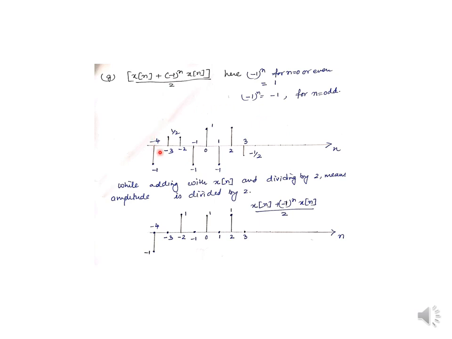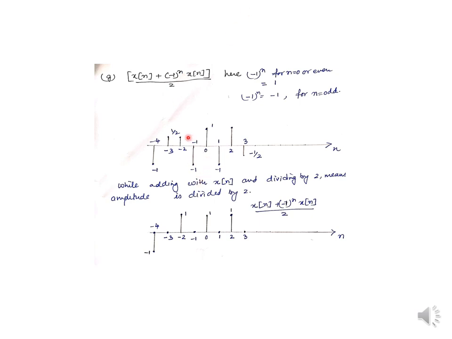I want you to look at this and figure out how it has been created. How it actually happens is that whatever the amplitudes of x of n are, they are multiplied by minus 1 raised to the power n. For n equals 0, minus 1 raised to the power n becomes 1. For n equals 2, 4, minus 2, minus 4, it becomes 1. For n equals 1, minus 1, minus 3, plus 3, it becomes minus 1.